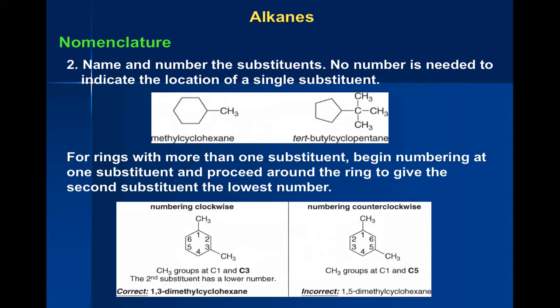Okay? And so you're going to name and number the substituents. No number is needed to indicate the location of a single substituent. For example, here I have a methyl group on cyclohexane. It's just methylcyclohexane. You don't say 1-methylcyclohexane. Is it incorrect to say 1-methylcyclohexane? No, but it's irrelevant. Because no matter where you put that methyl group, it will always be carbon number 1. So it doesn't matter when you have one substituent. And so we drop it.